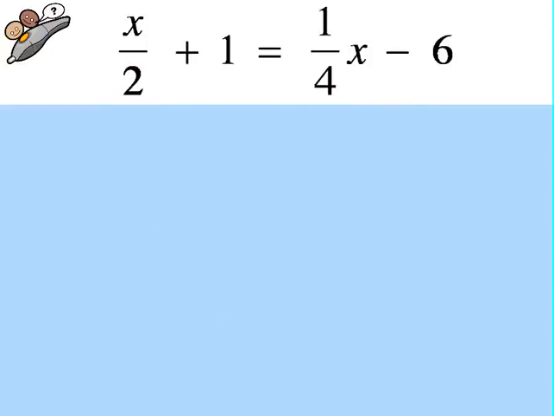Okay, let's look at another one. Now this one I'm going to get you started on, just because it's kind of written a little funny. So you have x over 2 plus 1 equals 1/4 x minus 6. Now does somebody know another way that I can write x over 2?